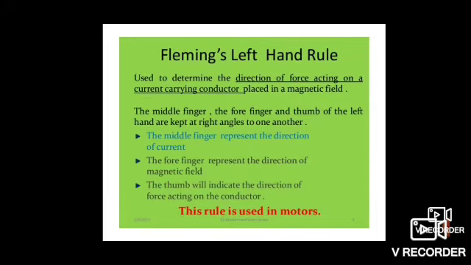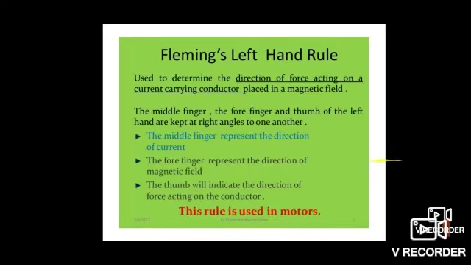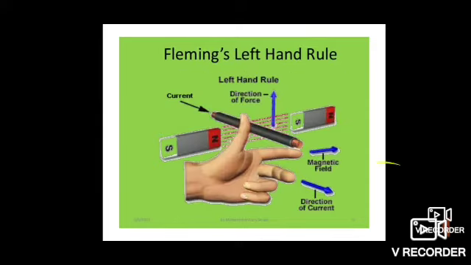This rule is used to determine the direction of force acting on a current carrying conductor placed in a magnetic field. The middle finger, the forefinger and thumb of the left hand are kept at right angles to one another. See the diagram.